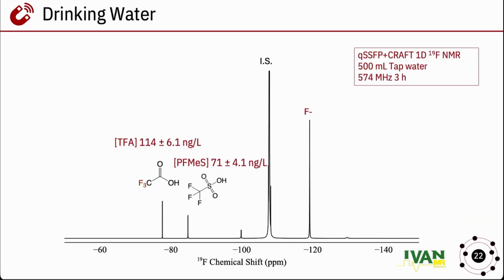So what I'd like to do in the last couple of minutes of my talk is just walk you through a couple of examples of things that we're looking at right now with quantitative SSFP NMR. This is a drinking water sample taken from Toronto, Ontario, up here in Canada. It's 500 milliliters of tap water that we've extracted, and you can measure TFA at quite high concentrations for drinking water. What's also showing up is the short chain perfluorinated sulfonate that very few other people are actively looking for.